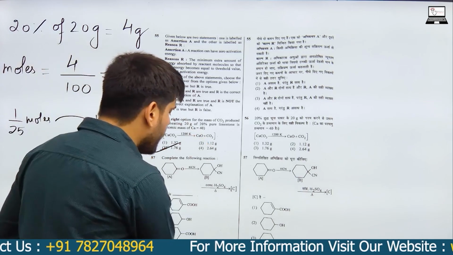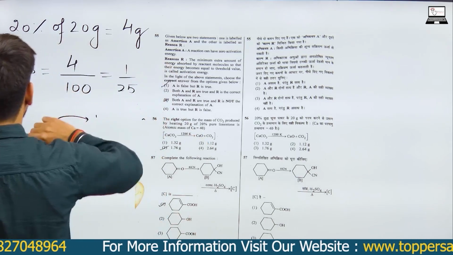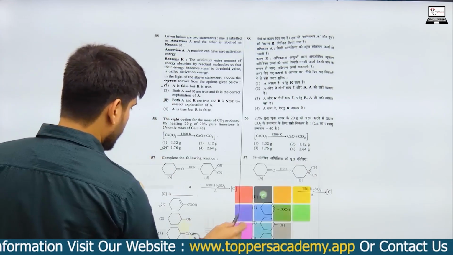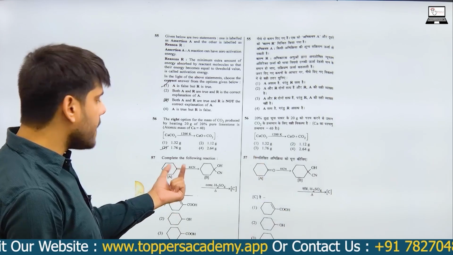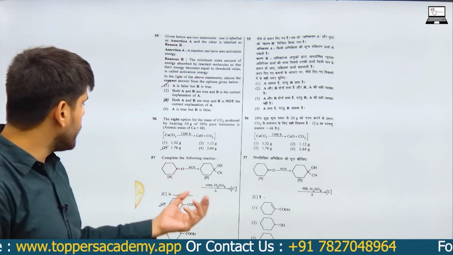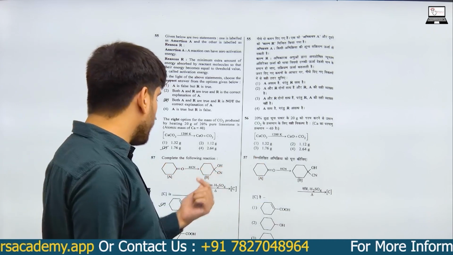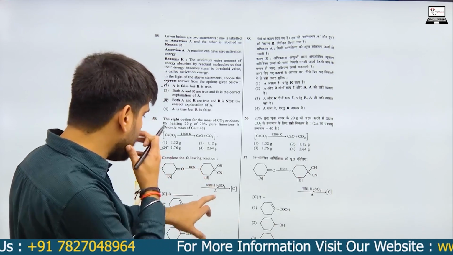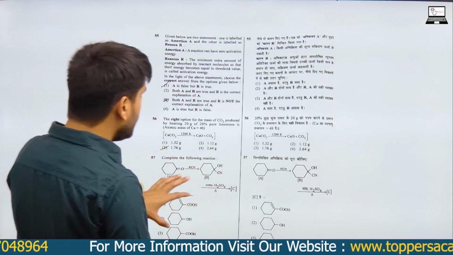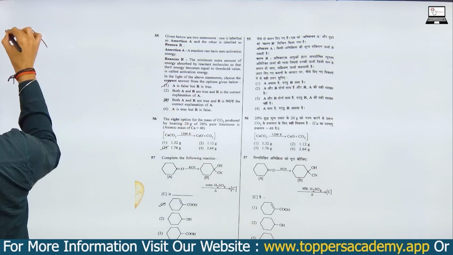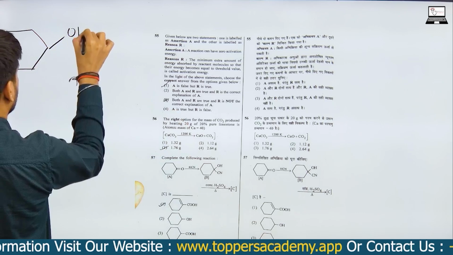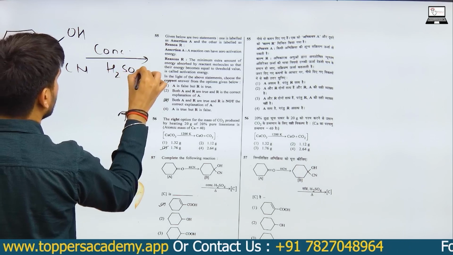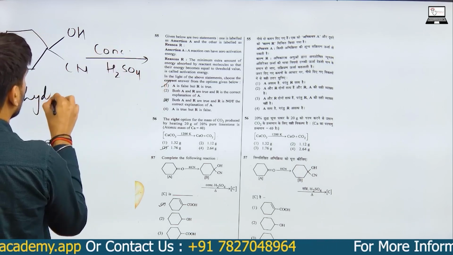Next question, complete the following reaction. The first step is the reaction with HCN. That's the nucleophilic addition reaction, and you get cyanohydrin, absolutely correct. And then it is treated with concentrated H2SO4, followed by heating, you get C. What is C? Basically you have the cyanohydrin, and when it is treated with concentrated H2SO4, we know that there is hydrolysis followed by dehydration.